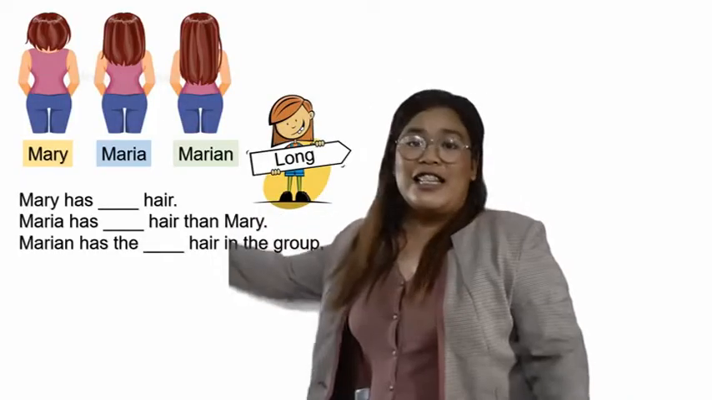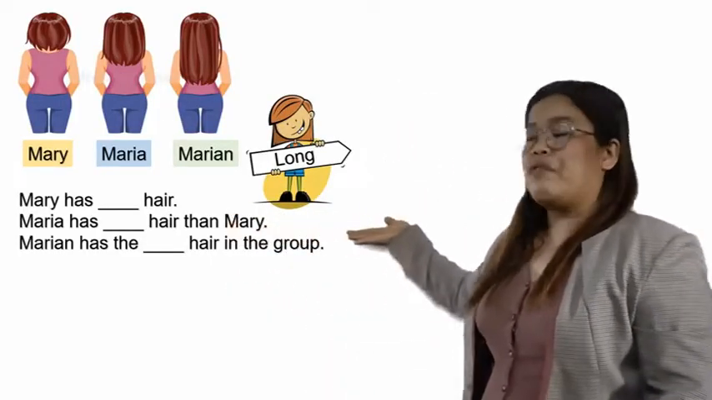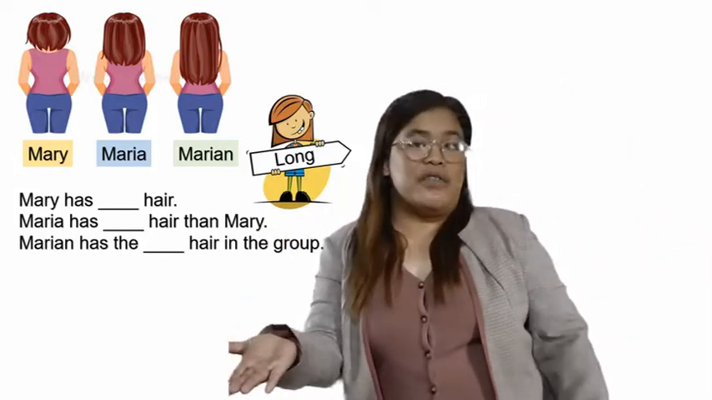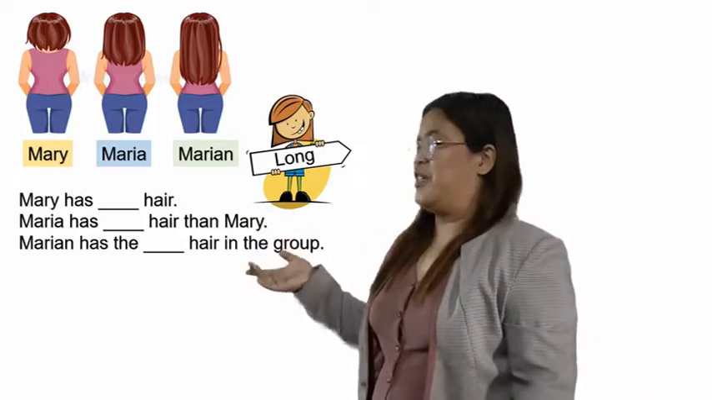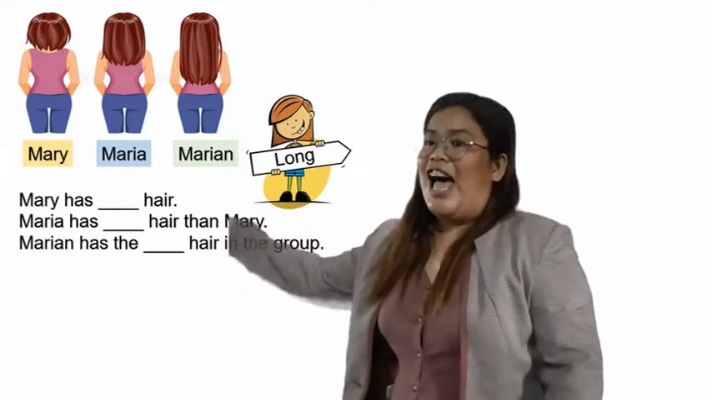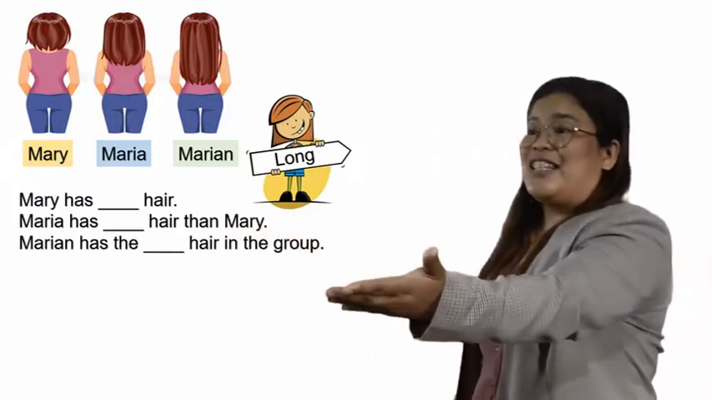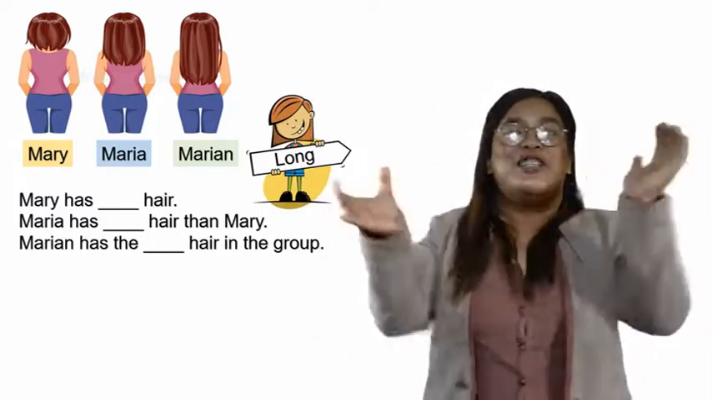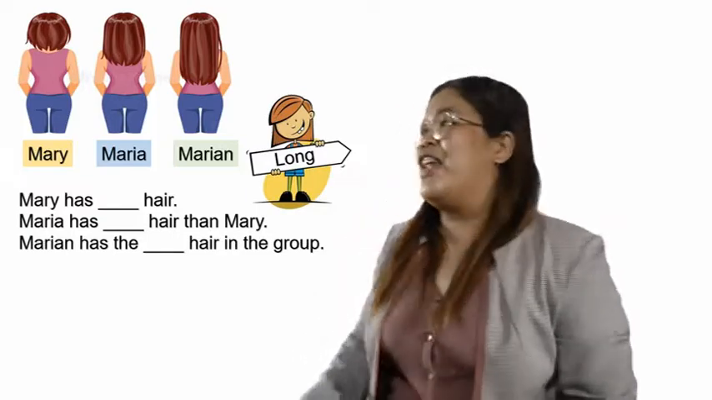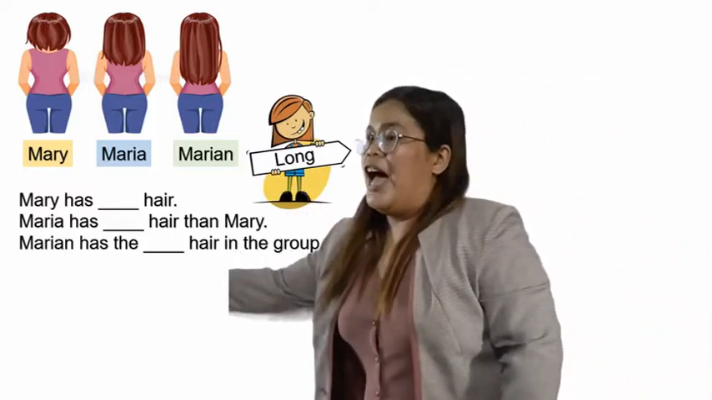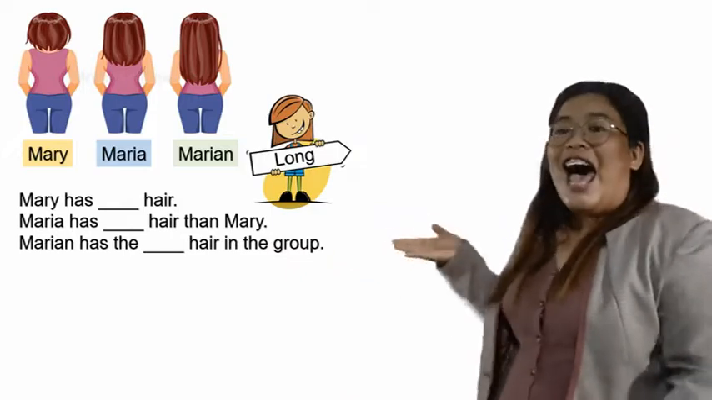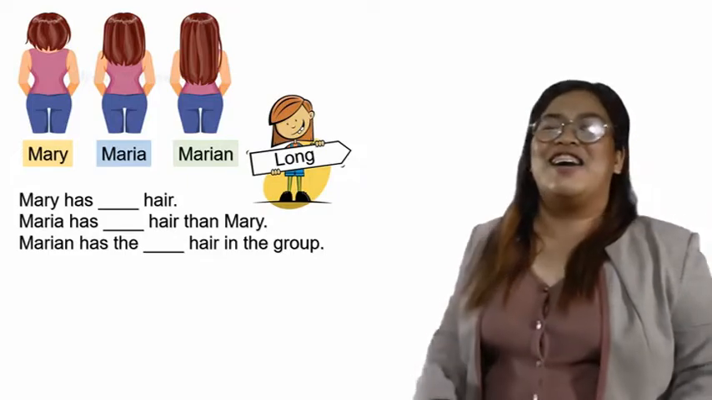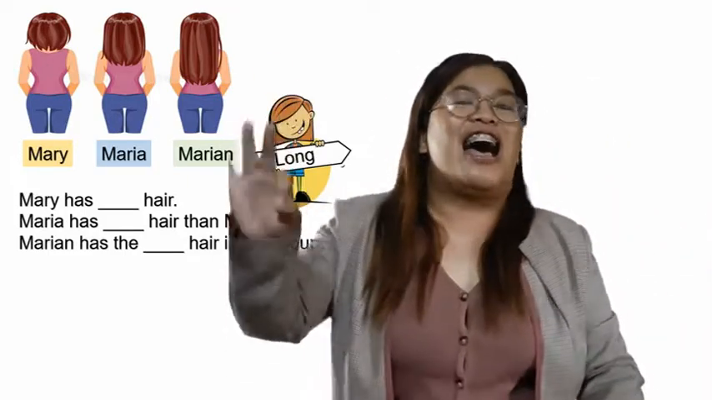Alright, so now let's study the pictures. Read the sentences and fill in the blanks with the correct forms of adjectives. So here, the adjective is long. Okay, so listen. Mary has black hair. Yes, group one. Long. Very good. Let's give them three claps. One, two, three. All right. Now next. Mary has black hair than Anna. Yes, group three. Longer. Very good. Longer. Let's give them three claps.